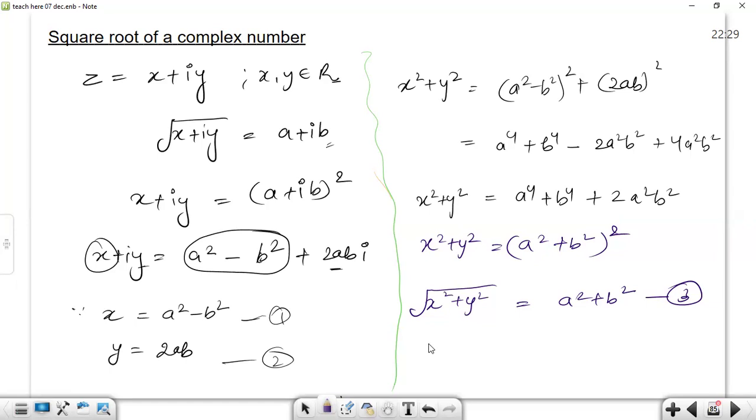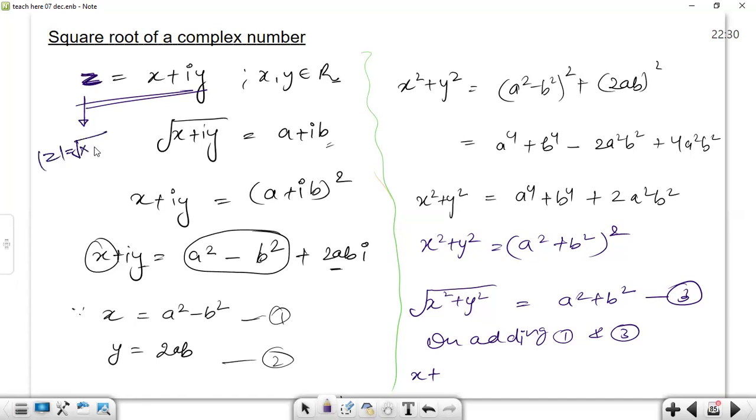Congrats, we have solved it. So on adding 1 and 3, we have x plus the square root of x square plus y square. What is this? What is the modulus of z? What is the magnitude of a complex number? Right? Yes, sir. So this can be rewritten as modulus of z.